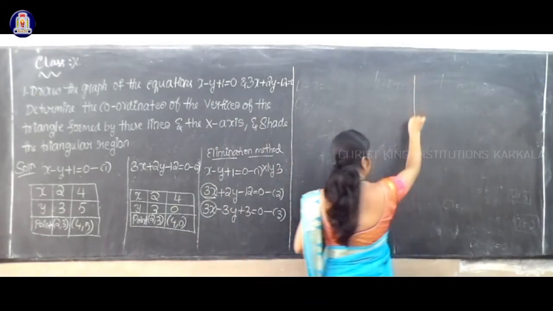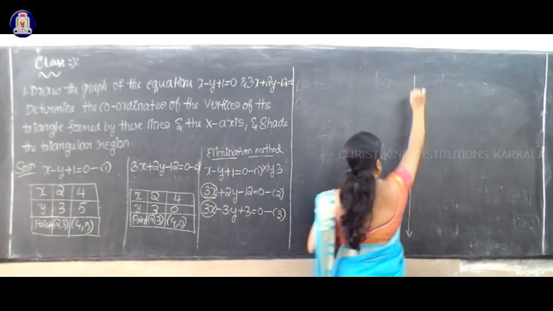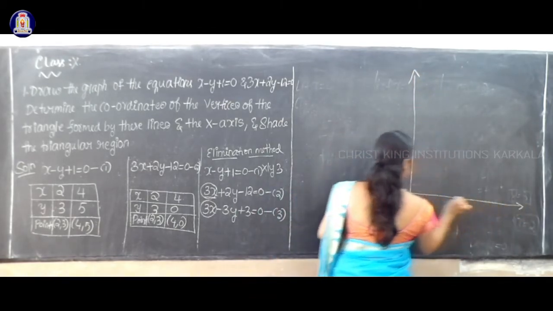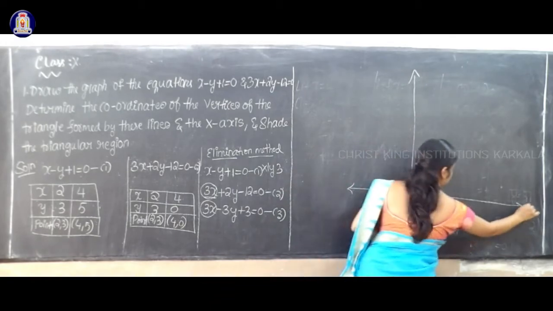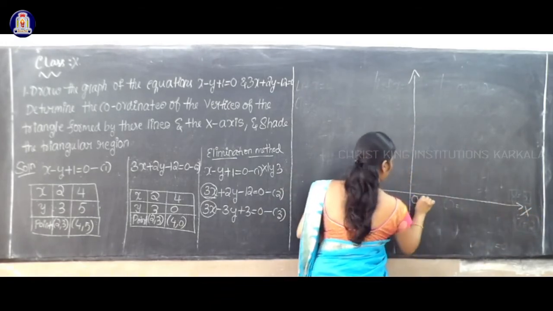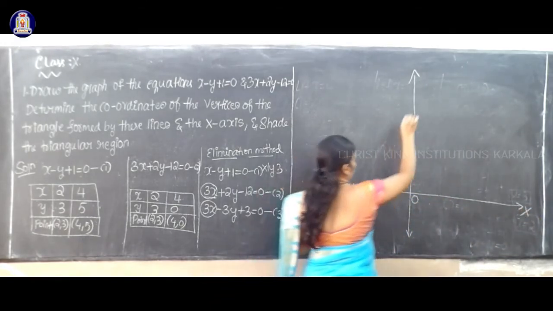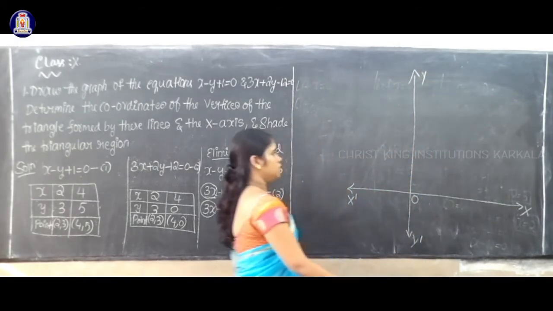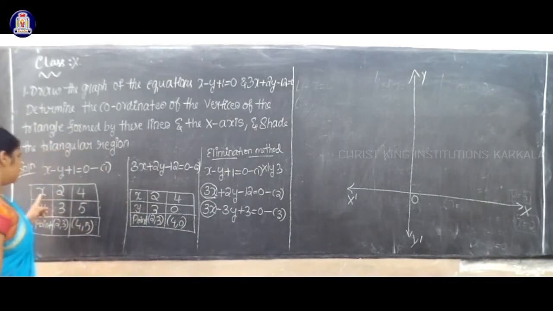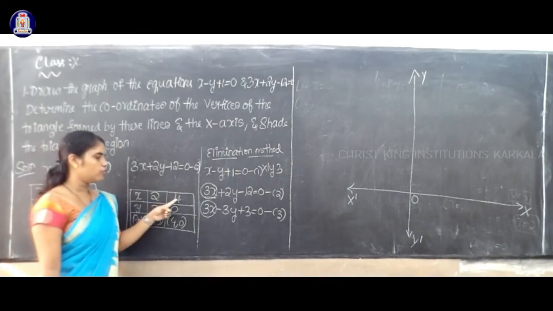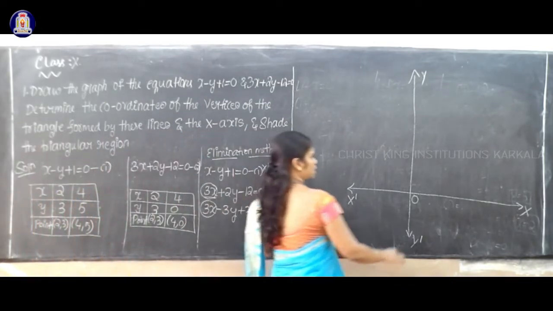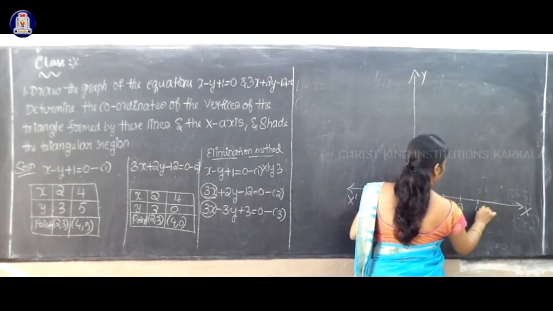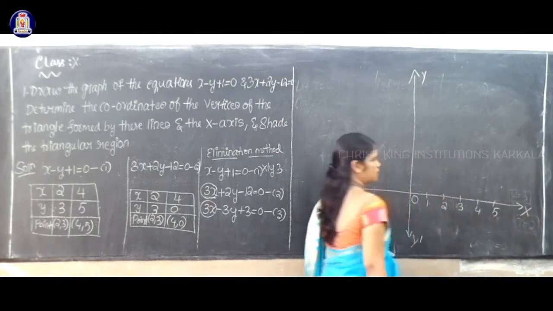So I'll consider the coordinate system. This is the y axis and this is your x axis, X'OX and Y'OY. Just look at your x points. What is the highest point you are observing? 4, isn't it? So mark 4 points: 1, 2, 3, 4. Mark one more extra point, 5.